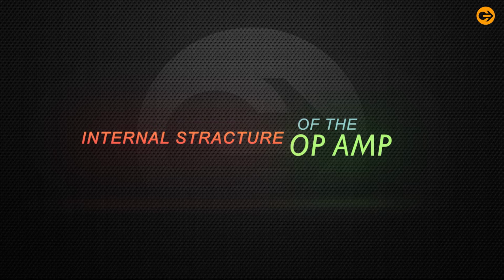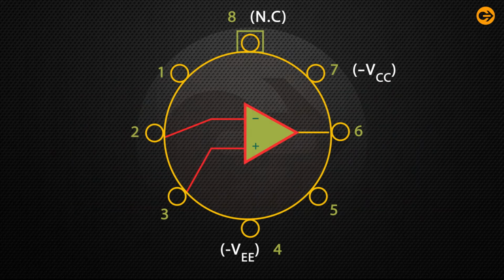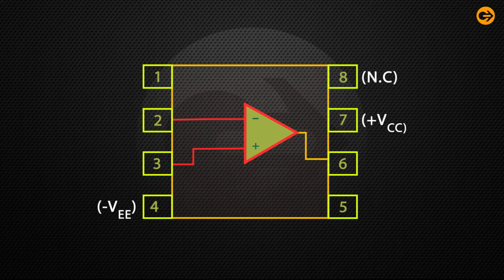And in this segment of electronic devices, today we are going to discuss the internal structure of the op-amp. Op-amp is an integrated circuit popularly available as IC741 with 8 pins in the market.